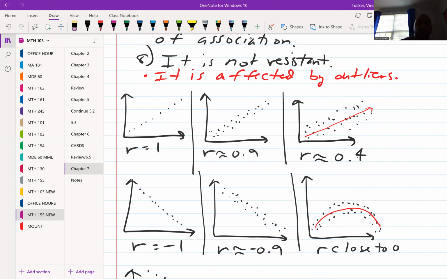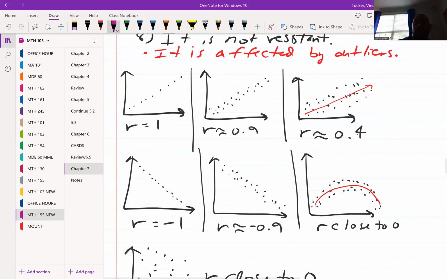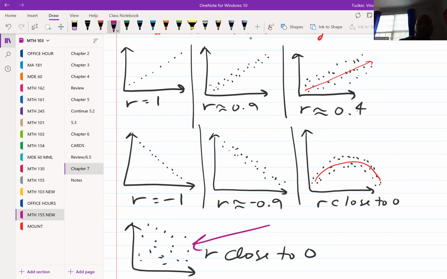Our perfect line is -1. And then as we deviate away from -1, we start to get more spread in our data. Here, r will be close to 0, even though there is an arc here, but it's not a line. So r will be close to 0. And then this, no pattern at all, will be close to 0 as well.